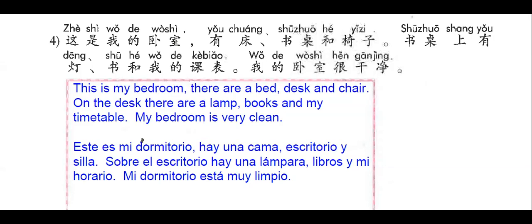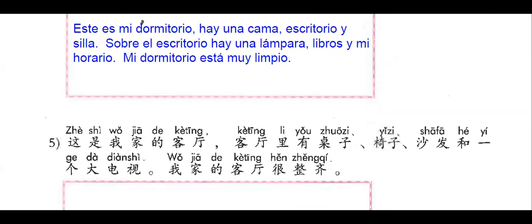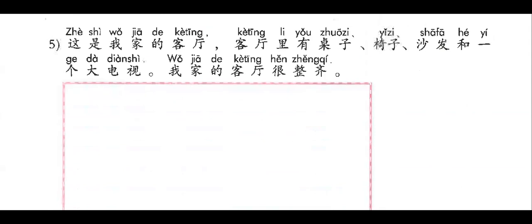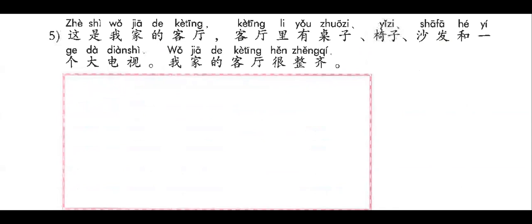We continue with the next one, number 5. And here we have the description of the picture, which is, one second, okay. 这是我家的客厅，客厅里有桌子、椅子、沙发和一个大电视。我家的客厅很整齐。This is my house living room, or the living room in my house, okay? Say that.